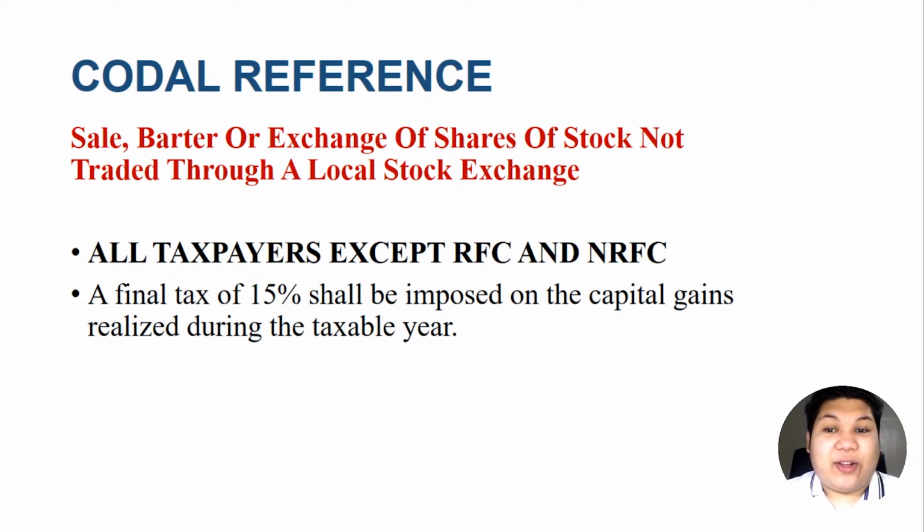It says that all taxpayers except resident foreign corporations and non-resident foreign corporations, so individual taxpayers, resident citizens, non-resident citizens, resident aliens, non-resident aliens engaged in trade or business, and non-resident aliens not engaged in trade or business, and also domestic corporations, these six taxpayers will be subject to a final tax of 15%. This final tax of 15% is a capital gains tax on the sale of shares of stocks which are not listed in the local stock exchange.